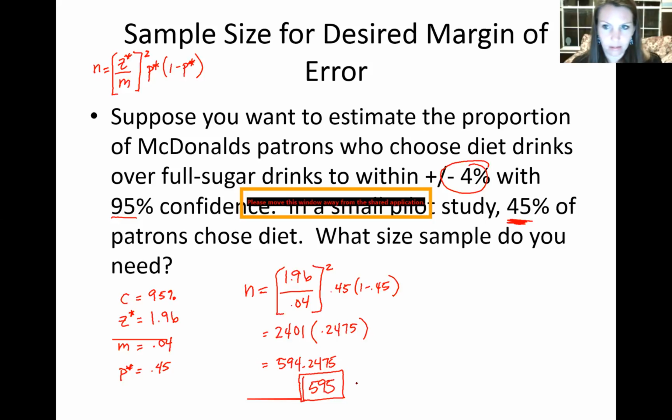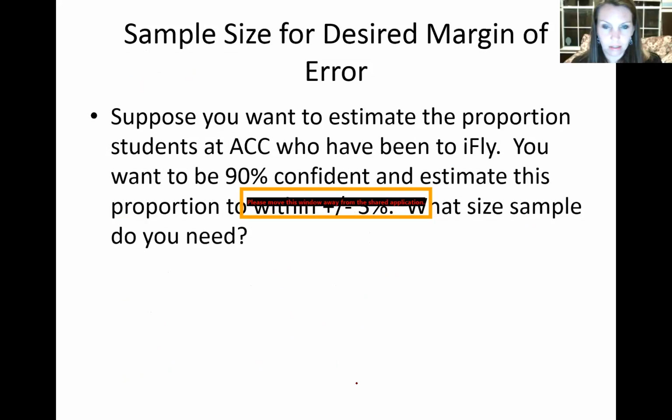All right, so let's look at the next one here. Suppose you want to estimate the proportion of students at ACC who have been to iFly. You want to be 90% confident and estimate this proportion to within plus or minus 3%. What size sample do you need? So I'll throw up our formula up here again just for reference here. So I'm going to have N is equal to Z star over M squared. And I'm doing the proportion formula again because we're talking about proportions, estimating proportions.